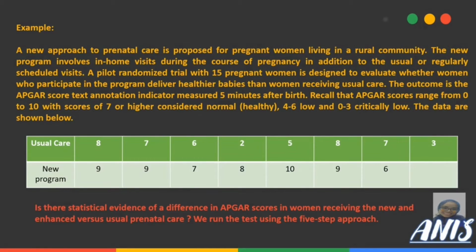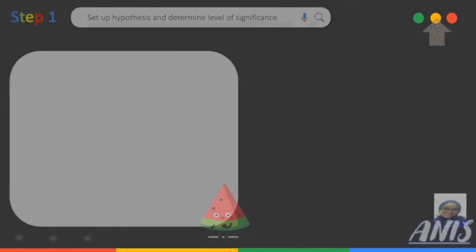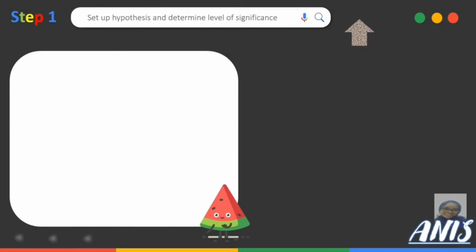Here is an example to help you understand how to use the Mann-Whitney U test. Is there statistical evidence of a difference in Apgar scores in humans receiving the new and enhanced versus usual prenatal care? In order to know, we run the test using the 5-step approach.